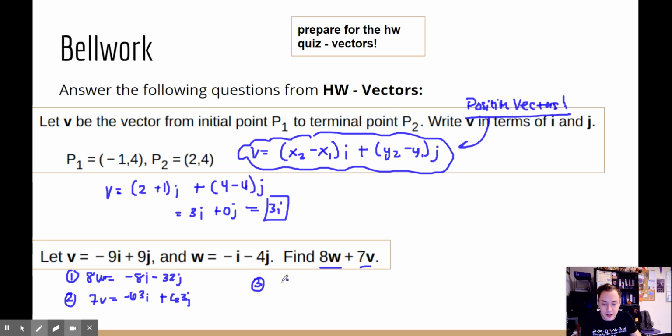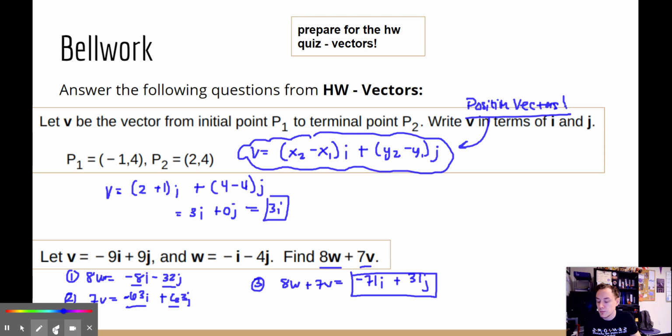So my third step, finally, I want to do 8w plus 7v. So now I'm just adding them, essentially. Negative 8 minus 63 is negative 71i, and negative 32 plus 63 is 31j. This is my final answer. So very short, sweet, to the point, nothing too serious, right? Okay. Pause the screen if you need to.